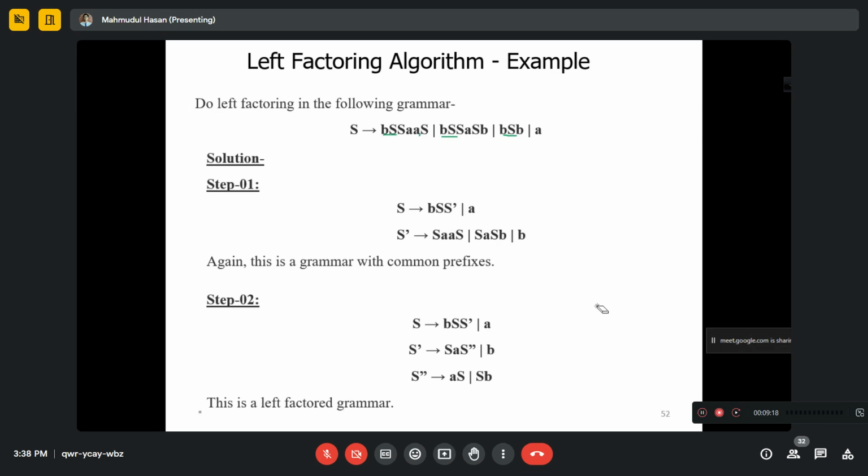So this is the answer. Any problem, please ask. Here at first we try to solve the problem of common prefix, but at the first step it is not enough. Then we need to again perform left factoring to solve the problem of common prefix. So if you need more steps, then you need to perform more. It is not fixed. If you need more steps, then you need to use more steps. Got it, everyone?